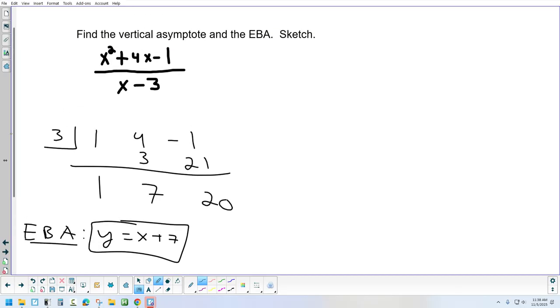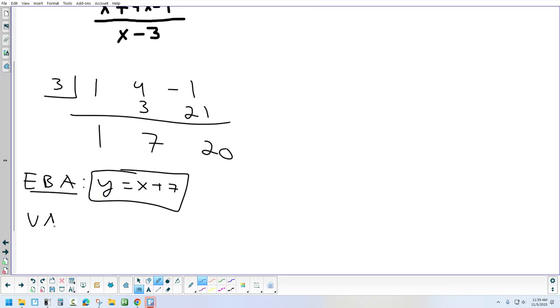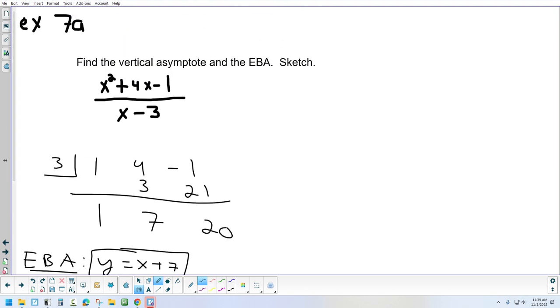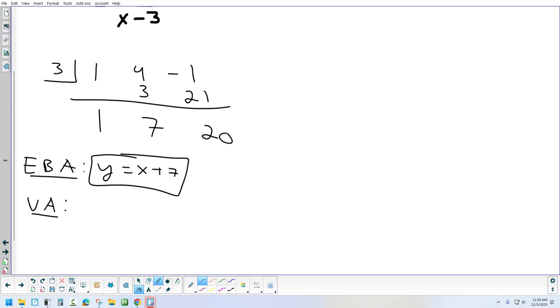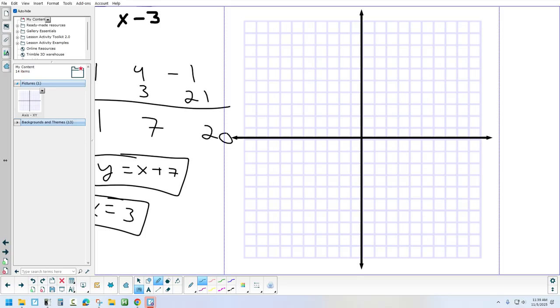So that's an EBA. The other thing they want us to find is the vertical asymptotes. What would cause you to divide by 0? 3. So how would you write your vertical asymptote? X equals 3. Let's graph that. Okay, vertical asymptote at x equals 3. We're just going to put in a vertical line.